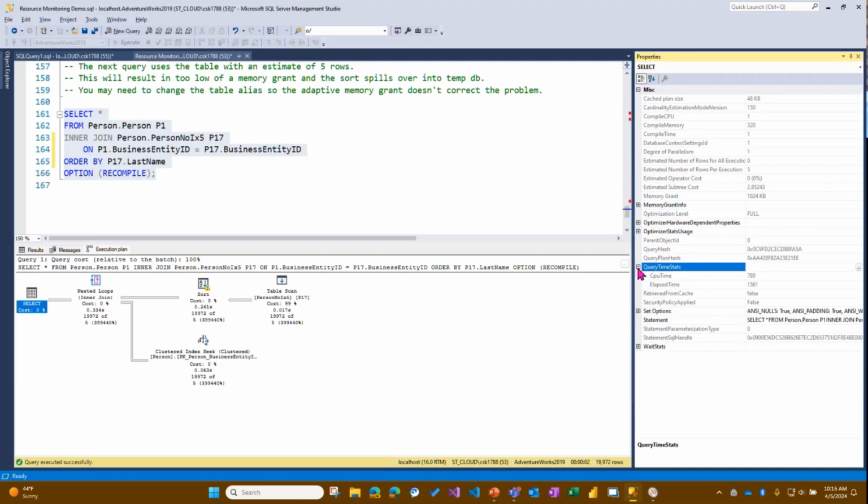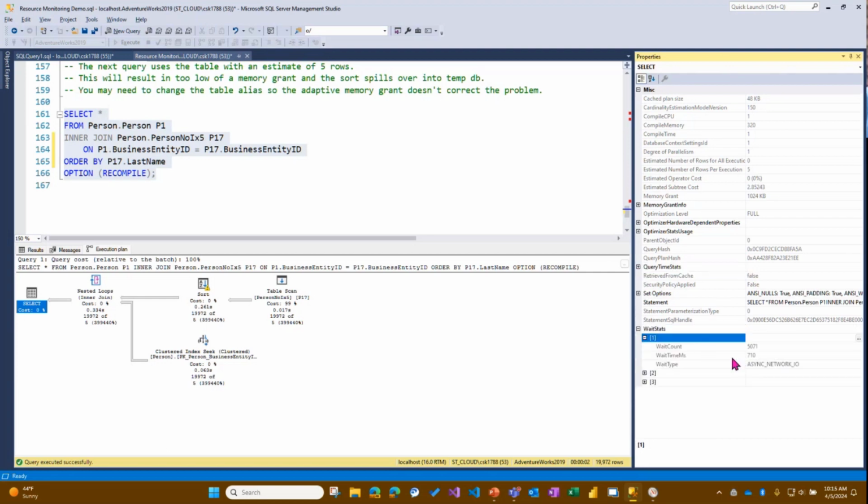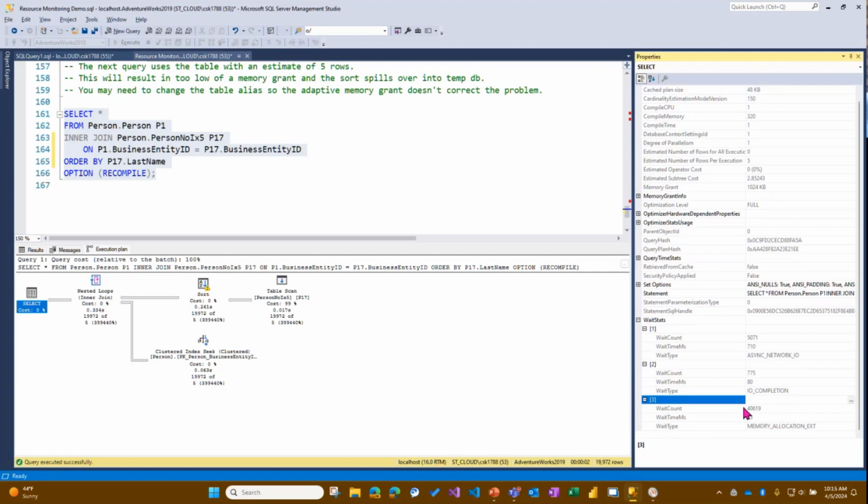We can also see some query time stats. There was 789 milliseconds of CPU time used to run the query, and the query actually took about 1.5 seconds to complete. Something else that we can see in here is our wait stats. So 712 milliseconds of async network I/O, and then there's more on I/O completion and some memory allocation, and so on.